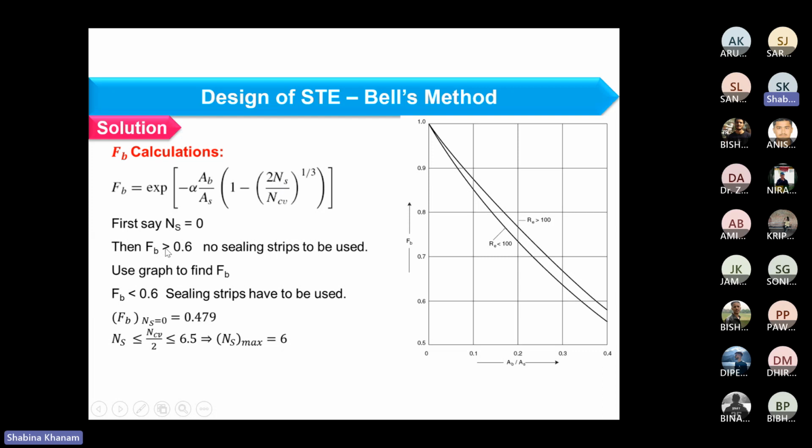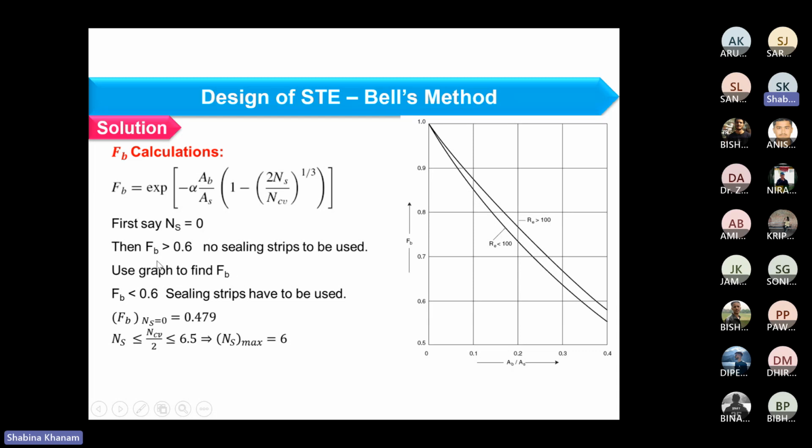If you find the FB value more than 0.6, it means no sealing strips are required. Your design will be feasible without sealing strips. I hope you are getting my point. FB should be greater than 0.6 if NS is 0.